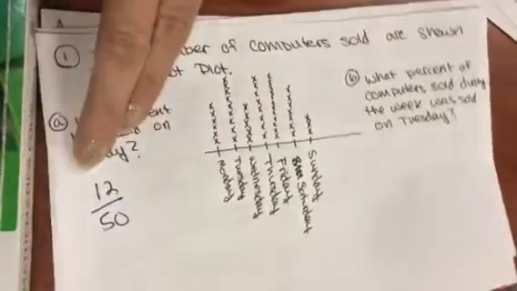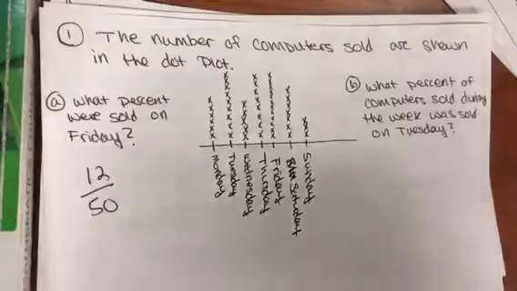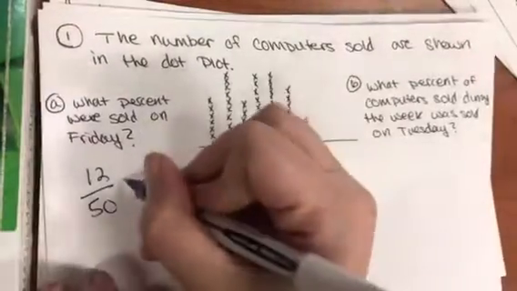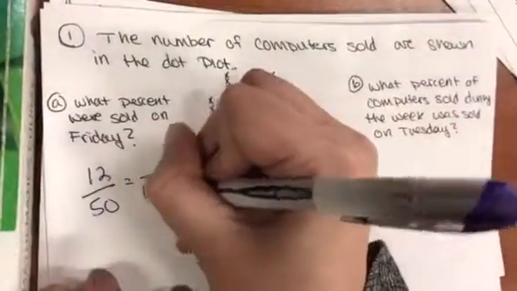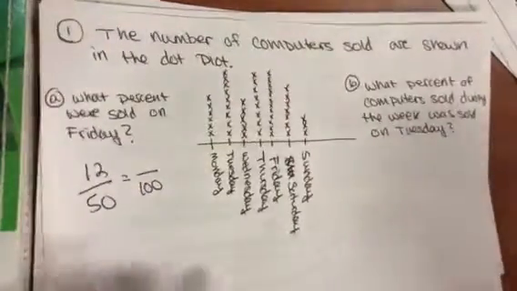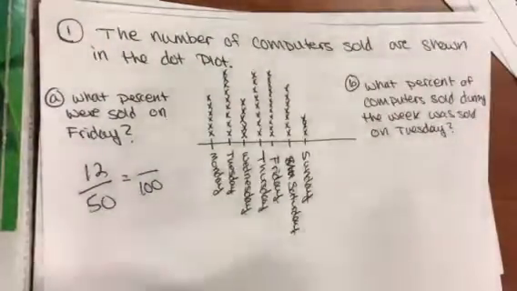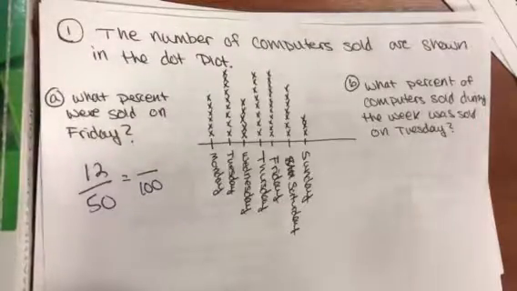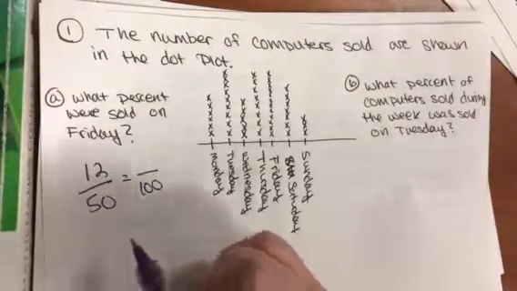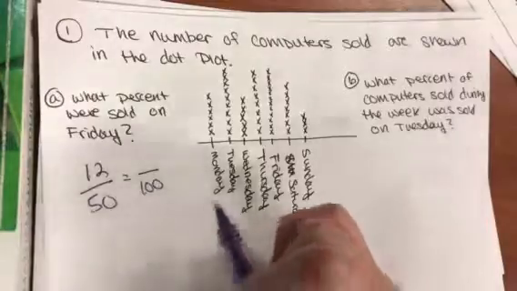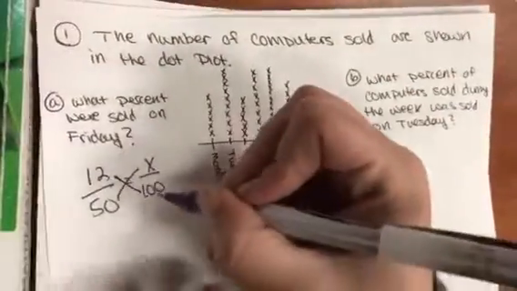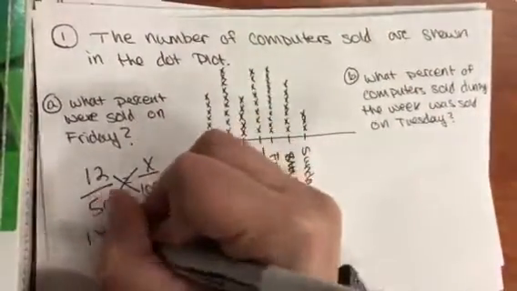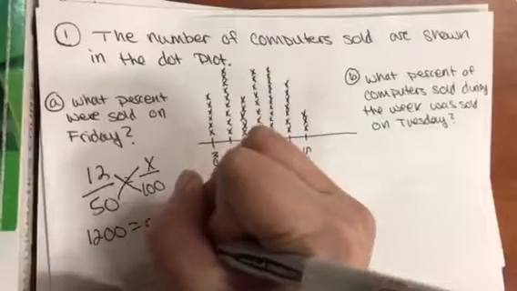So it's the ones for Friday over our total. And we want percent, so we're going to put it over 100. Because percents always go over 100. Did we just move back to proportions? We sure did. Part over whole equals percent over 100. So this is our x, and we're going to do 12 times 100, which is 1200 equals 50x.